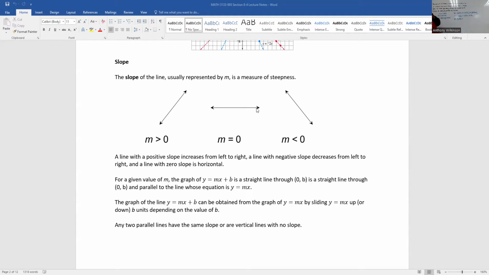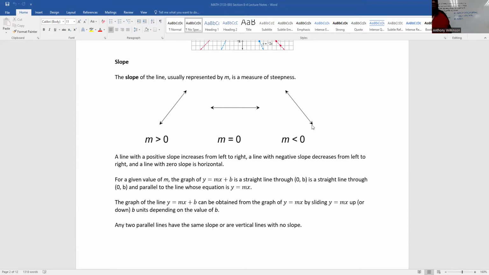A line with a slope of zero is a horizontal line. It looks like this. Whereas a slope less than zero means that the line falls from left to right. That means it's negative. And that vertical line that I showed you earlier has undefined slope. I will talk more about that later when we get into finding the slope of a line through two points.